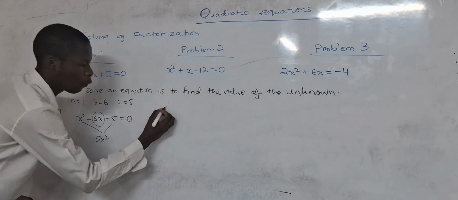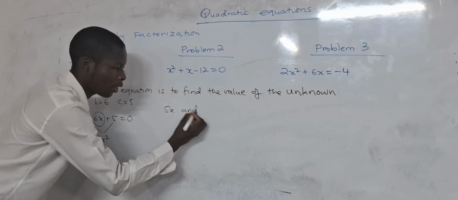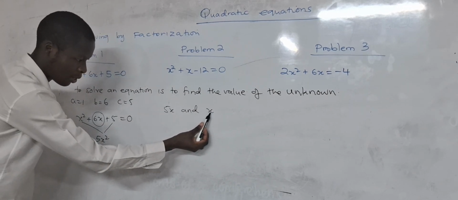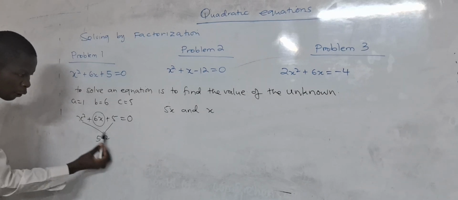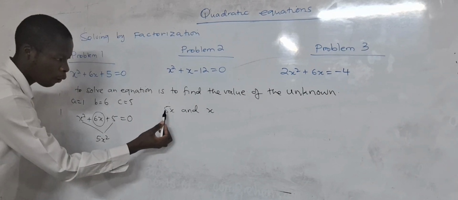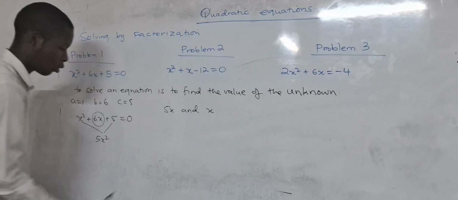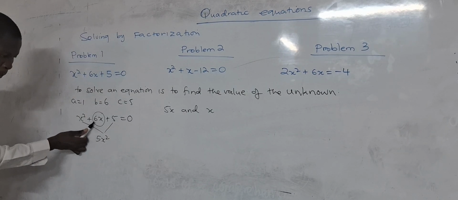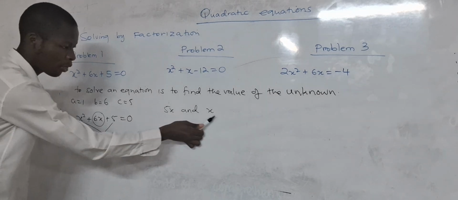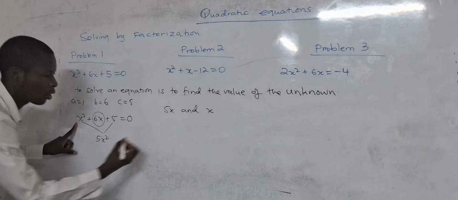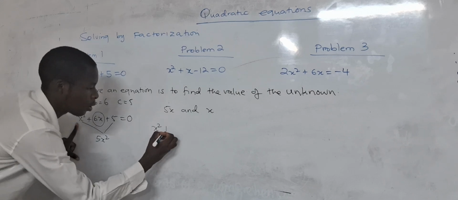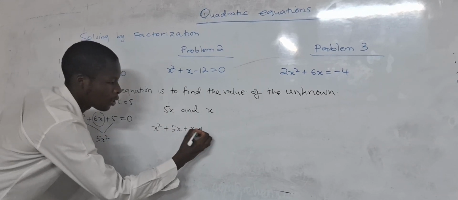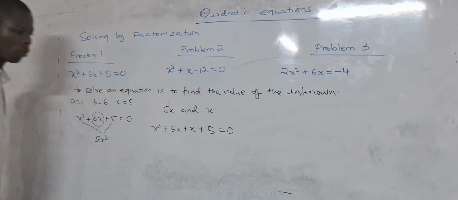If you check 5x and x, if you say 5x multiplied by x, what is the answer? The answer is 5x squared. And if you say 5x plus x, what is the answer? The answer is 6x. So I am going to replace this 6x with 5x and x. So now I have x squared plus 5x plus x plus 5 is equal to 0.